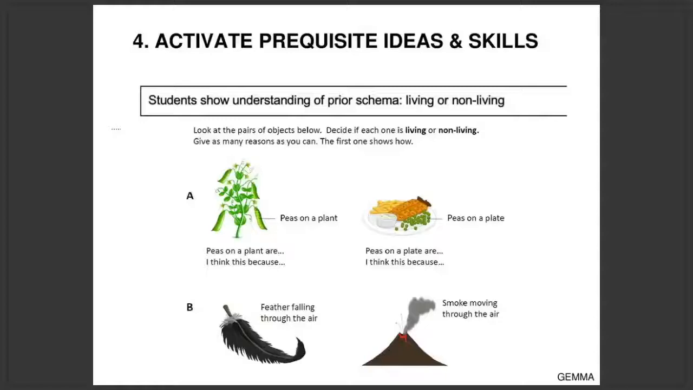So this one is designed for the start of cell structure, the key concept. They don't do a lot about cells at Key Stage 2 at all, but they do learn about what's living or non-living, which is important when you start thinking about living organisms being made up of cells. So this task is designed to show what they already know about what is living and what is non-living.